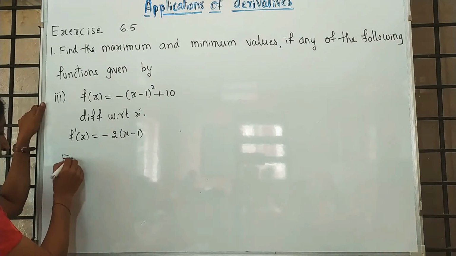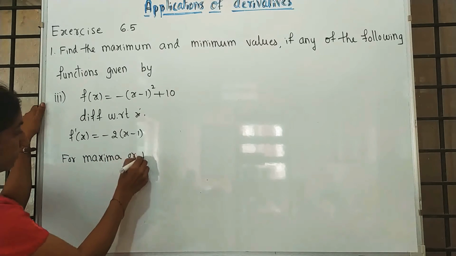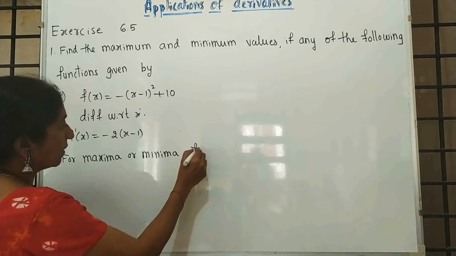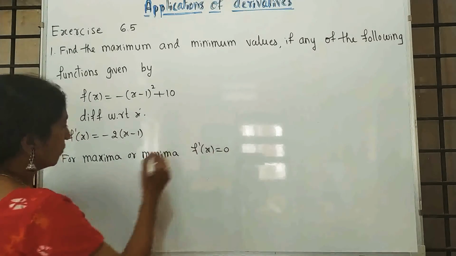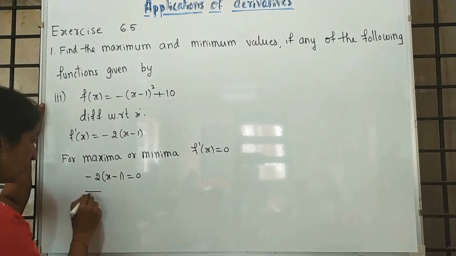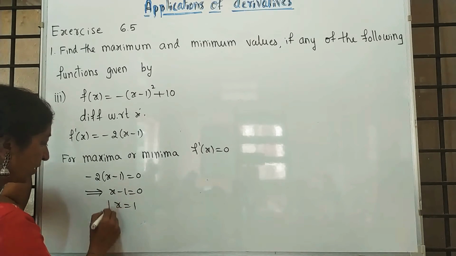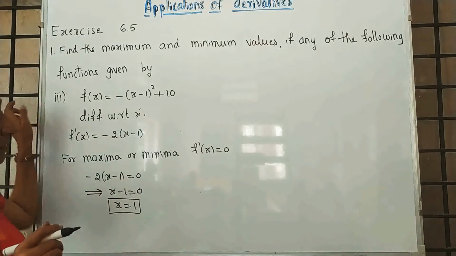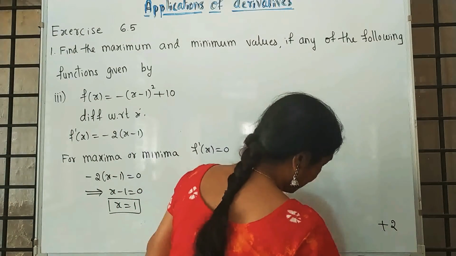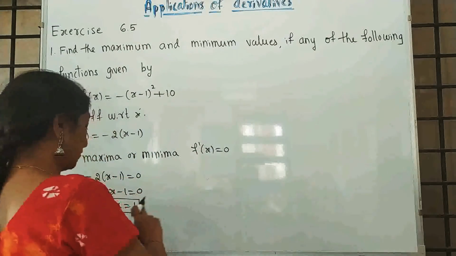Next, for maxima or minima, f dash of x is 0, that is minus 2 (x minus 1) is 0, which implies x minus 1 is equal to 0, so x is equal to 1. In the previous sum, instead of plus 2 I wrote plus 3. Make it plus 2 and please check the last answer in the previous example.